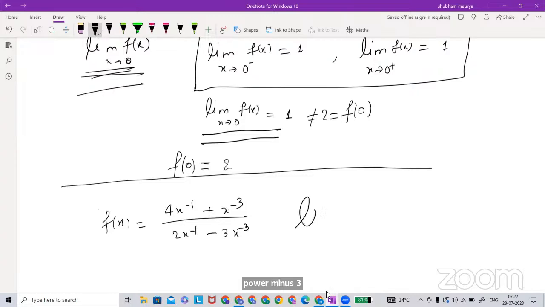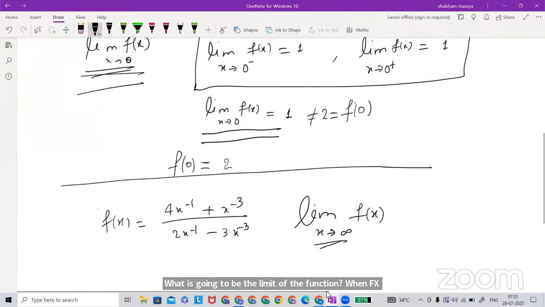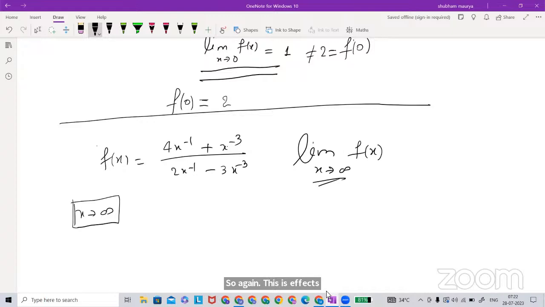So, and we want to find the limit. This is for the infinite case. What is going to be the limit of the function when x approaches infinity? So again, x approaching infinity just means that you are given an input that is a very large number.